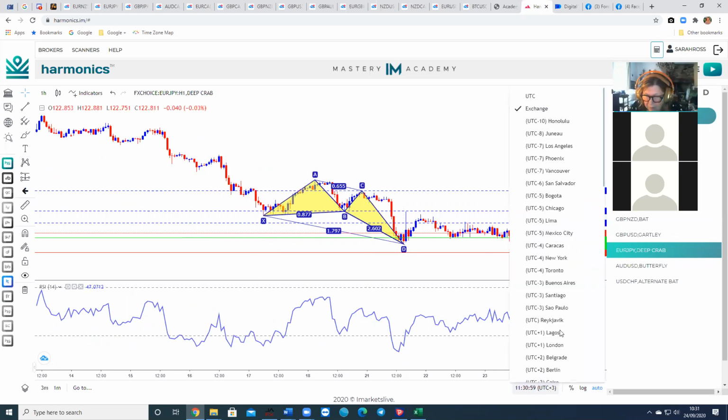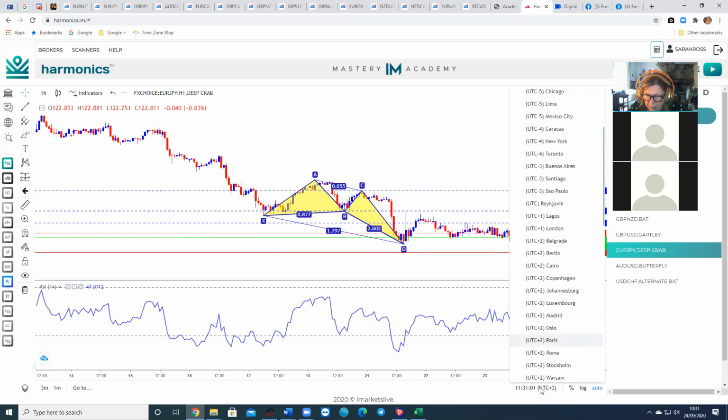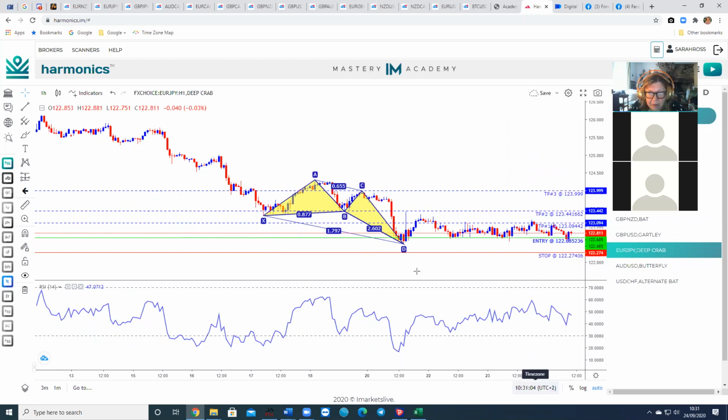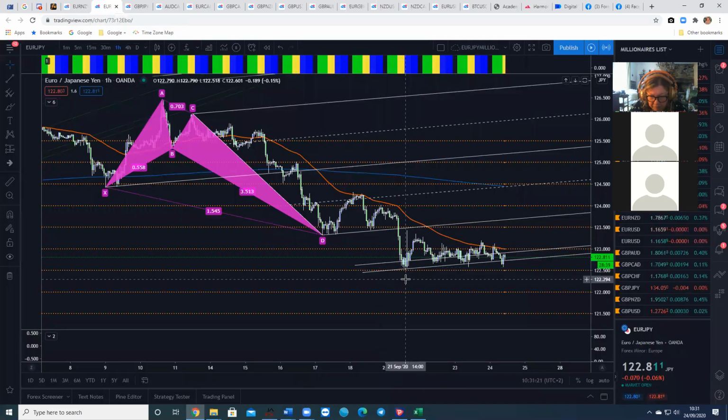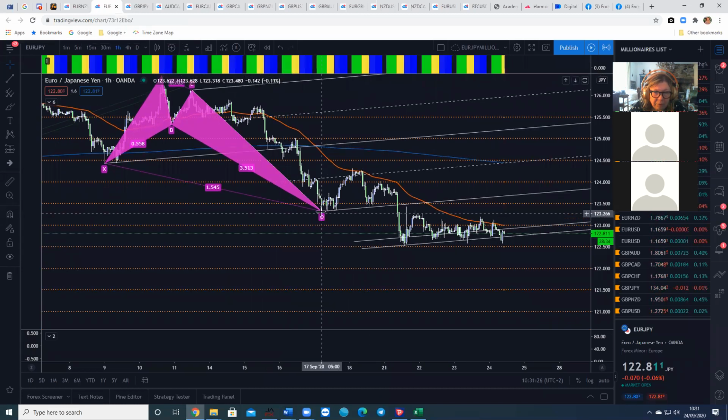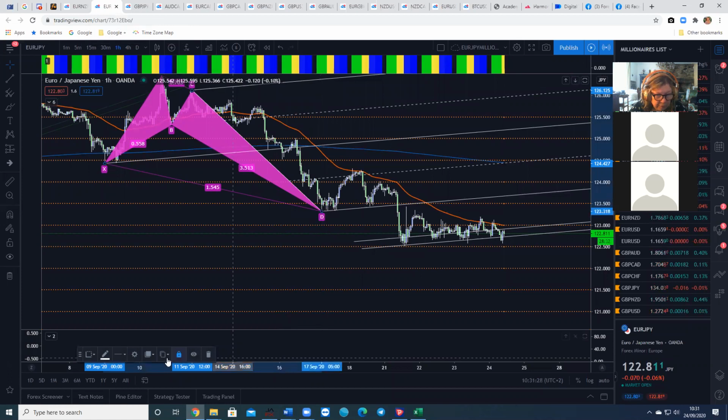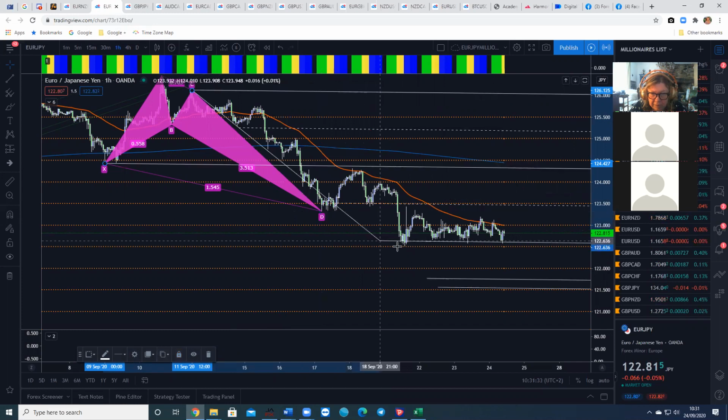Change your local time zone, bottom right, to your local area. It always defaults to +3, or it does for me anyway. 21st of the 9th at 1400 for my time. That's 1300 UK. That's Euro JPY H1. Just check that. So 21st of September at 1400. Sure enough, that D point's moved. So that's the sort of thing you need to learn to read.